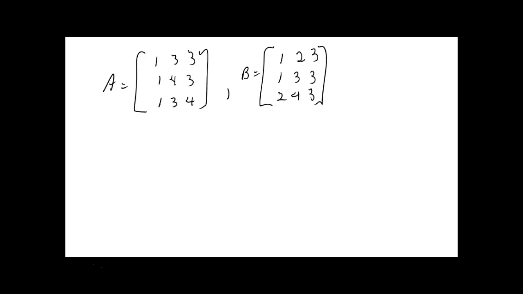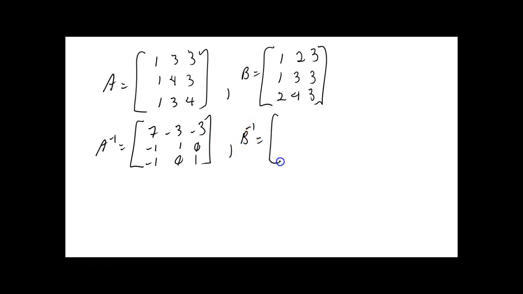Now, I'm glad they're not having us do this, because it would take more time than we have. They're telling us what the inverse is: 7, negative 3, negative 3, negative 1, 1, 0, and negative 1, 0, 1. Thanks for telling us that. Not only that, they told us what B inverse was. Thank you very much.